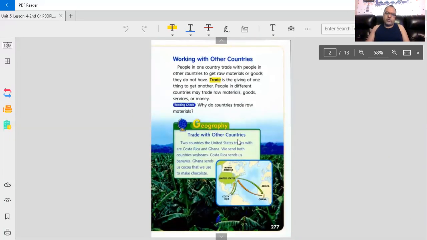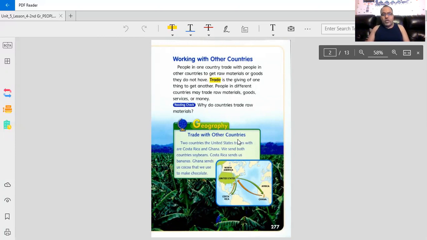Working with other countries. People in one country trade with people in other countries to get raw materials or goods they do not have. Trade is the giving of one thing to get another. People in different countries may trade raw materials, goods, services, or money. We might give Costa Rica money for the bananas they give us.